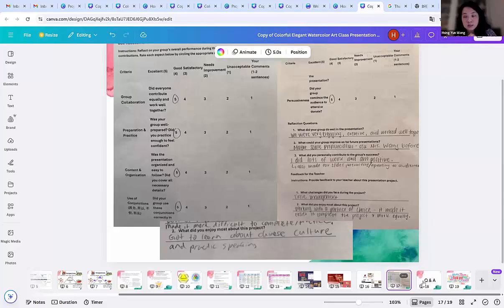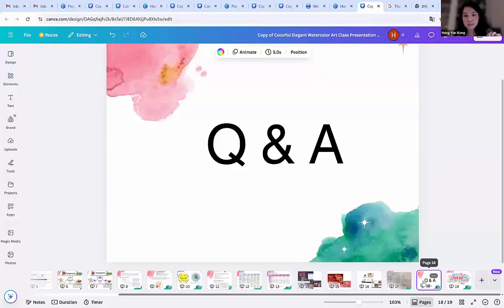I'm glad to see some of them feel they can choose their own topic and work with their good friends. They're happy about that. And some mentioned they can learn more Chinese culture and practice speaking. Okay, so this is the conclusion of my presentation, and we still have about 5 minutes for Q&A.